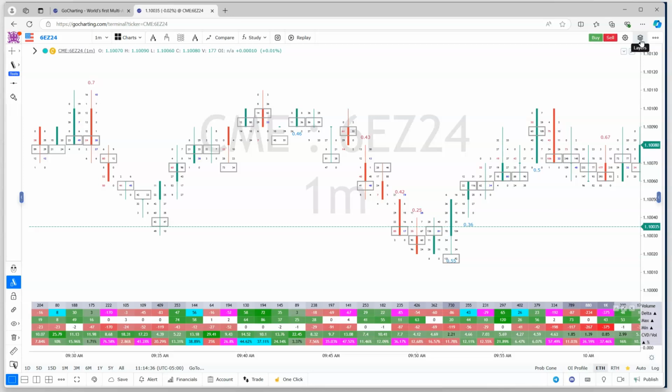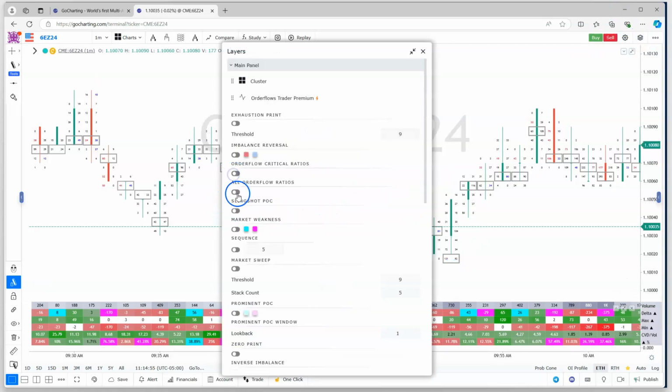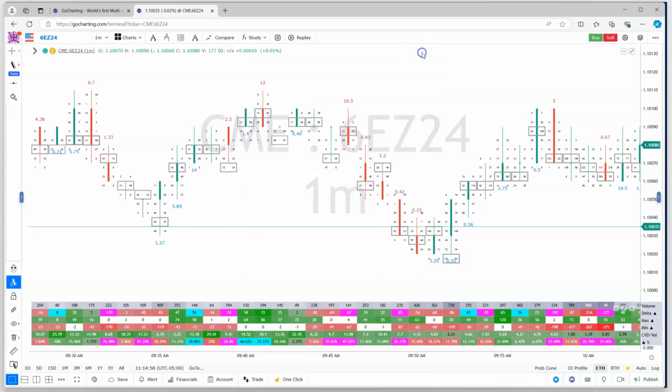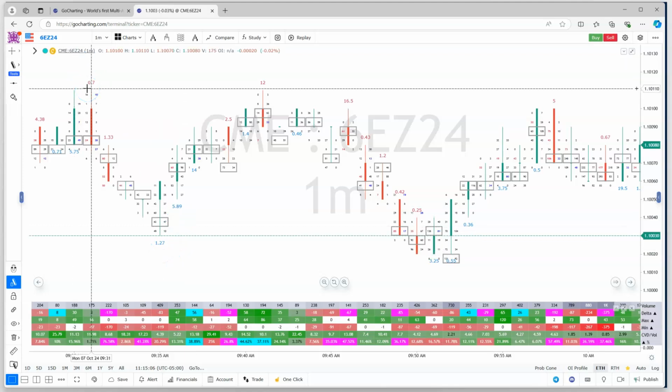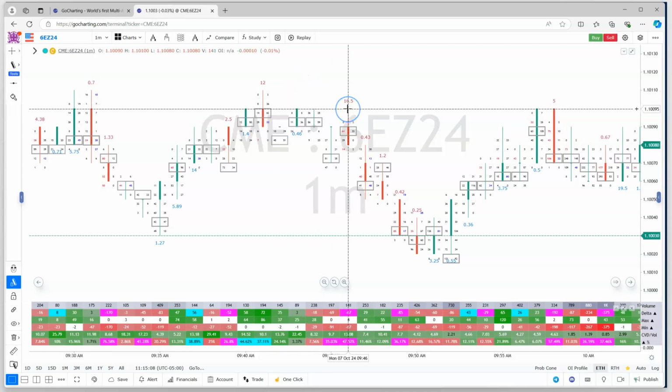Please note that you could use these in many different ways. How I like to use them is to identify swing highs and swing lows, and when a bar has a ratio that matters, a critical ratio, then I put more importance into it. If you are going back to use All Orderflow Ratios, you're going to decide: is 1.27 an important number, or is 0.7 more important? Is 12 important?